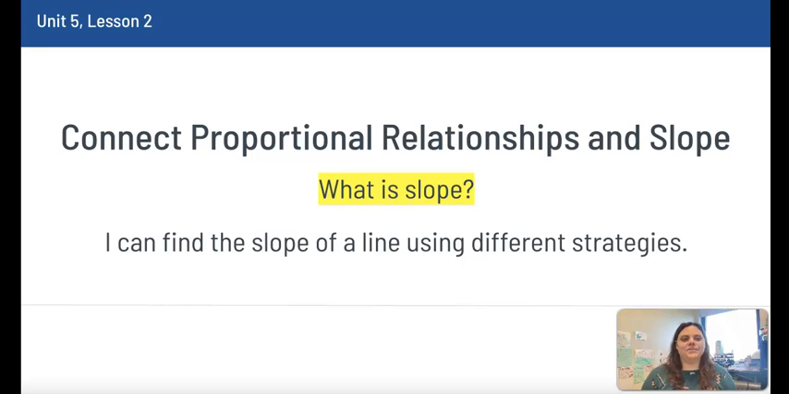Hey y'all, in this lesson we are looking to connect proportional relationships with the idea of slope. Our essential question is, what is slope? By the end of this lesson we want to be able to say, I can find the slope of a line using different strategies.